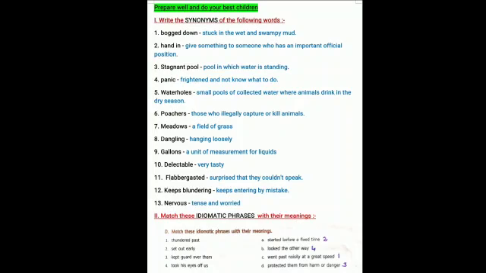12, keeps blundering. What is the meaning of keeps blundering? Yes, keeps entering by mistake. 13th, nervous. Nervous means tense and worried. So next we'll move on to Roman number 2. Match these idiomatic phrases with their meanings. First one, thundered past. Thundered past means went past noisily at a great speed.